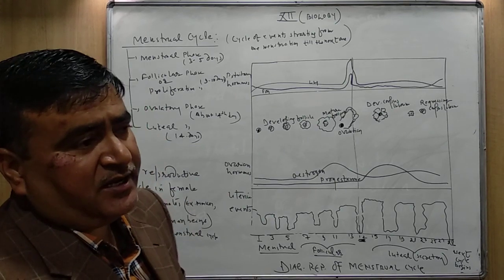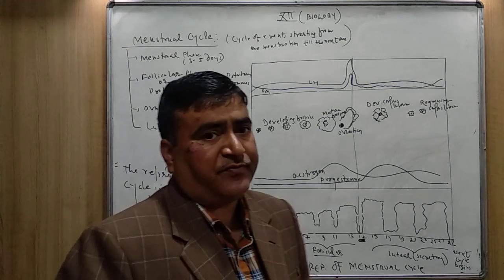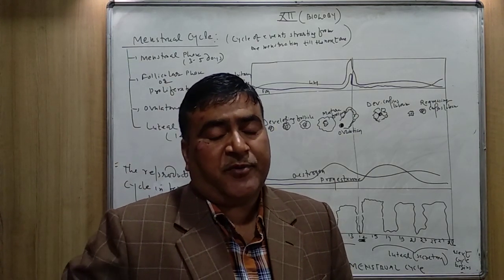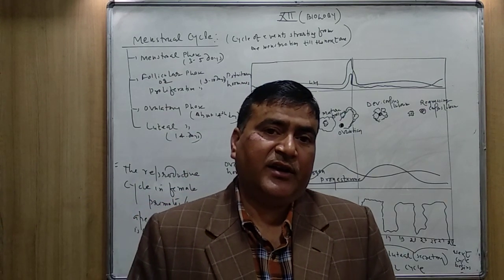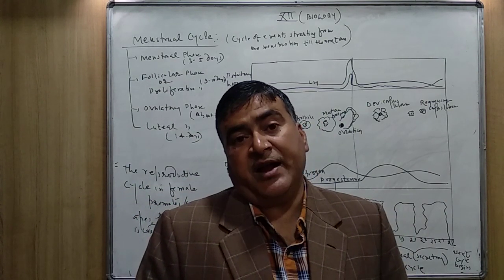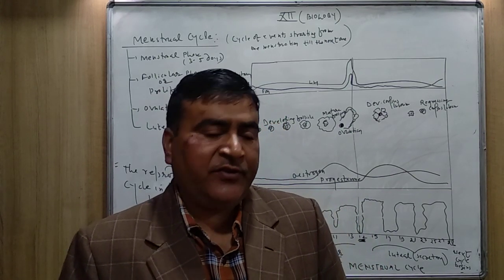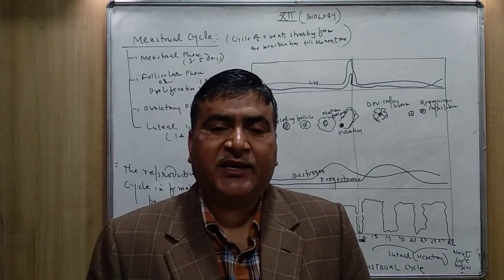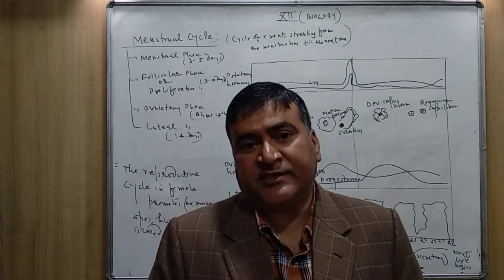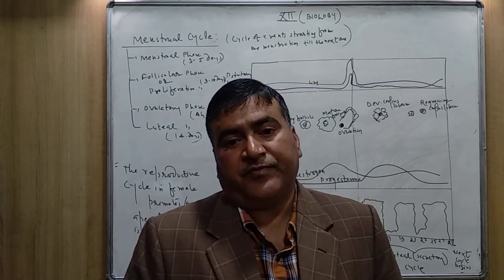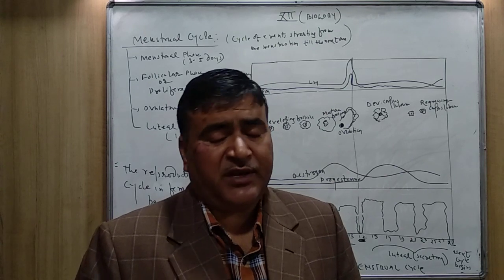The menstrual cycle is the reproductive cycle in female primates. The reproductive cycle in female primates like monkeys, apes and human beings is called the menstrual cycle. It means the menstrual cycle occurs in female primates: apes, monkeys and human beings.